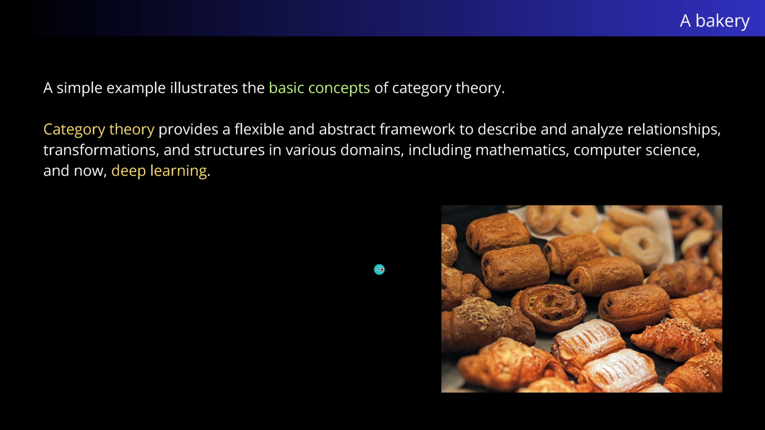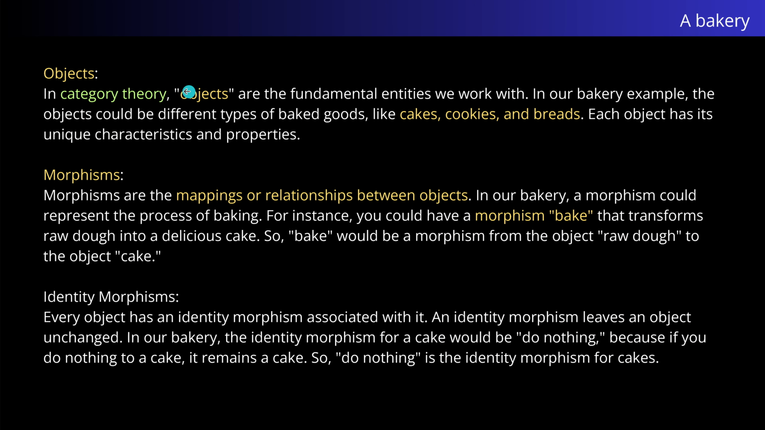But then I got so hungry thinking about this, so we will start now with the basic concepts of category theory on a very simple Viennese or Austrian example, a bakery. Yes, we like to have a cup of coffee and maybe a Zimtschnitte. So here we go. What we are talking about in category theory, in the simplest case, are objects. The objects are our fundamental entities that we work with. And in our bakery example, the objects could be different types of baked goods. We have a cake, we have cookies, or you have bread in the bakery. Those are all objects. And each object has unique mathematical characteristics and properties.